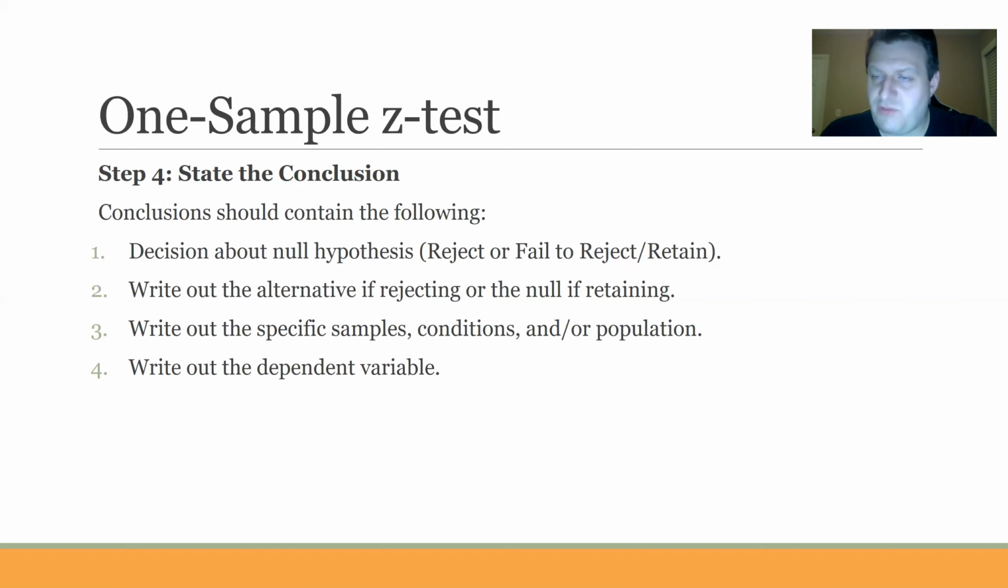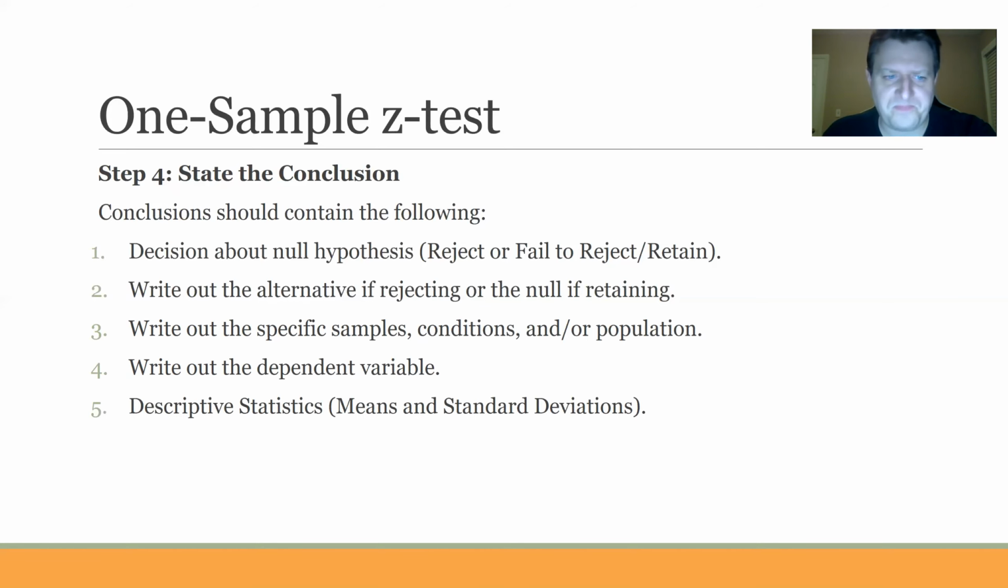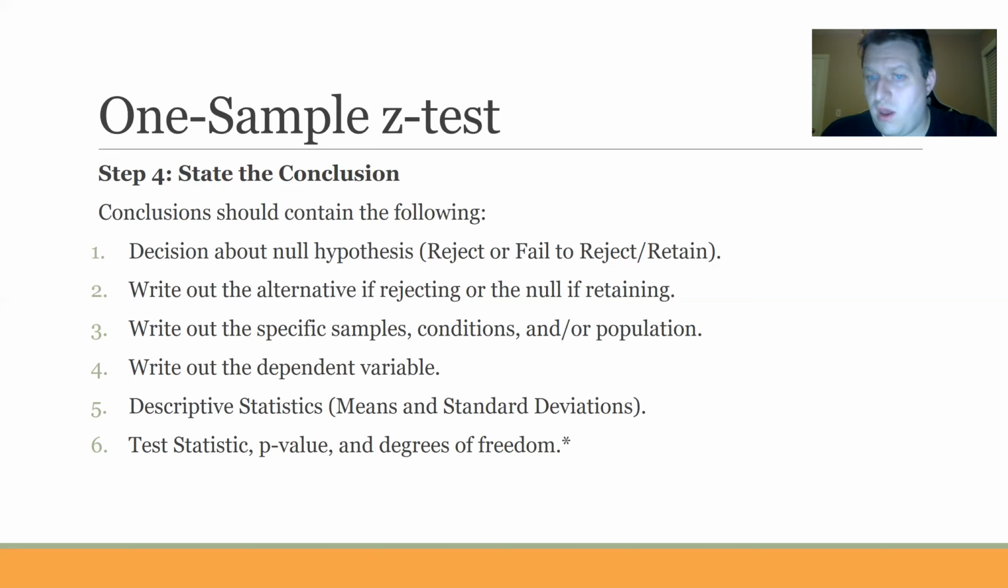We also need to write out the dependent variable. So we need to include something about these being creativity scores. We can't just say the scores are significantly different. We need to mention what exactly those scores are. We need to include the descriptive statistics, so the means and standard deviations if we have them. And then we're going to include all of the relevant statistical information, like the Z score, the Z value that we ended up calculating a slide or two ago. We're going to make sure that we include that.